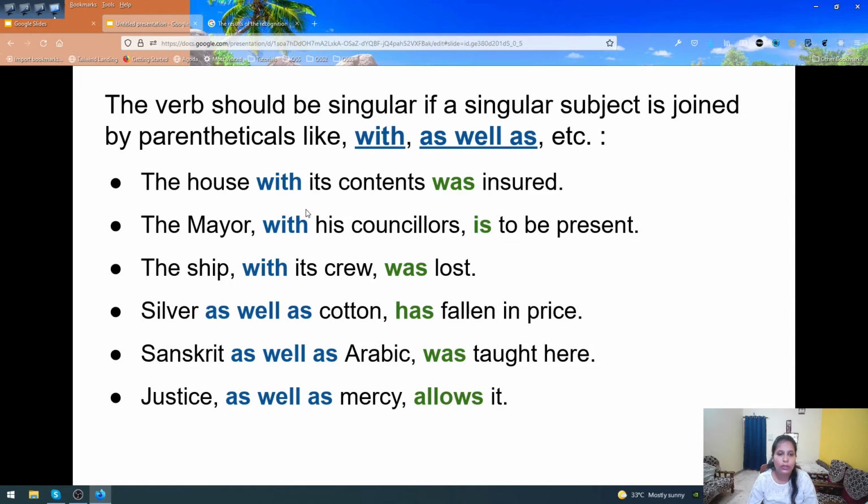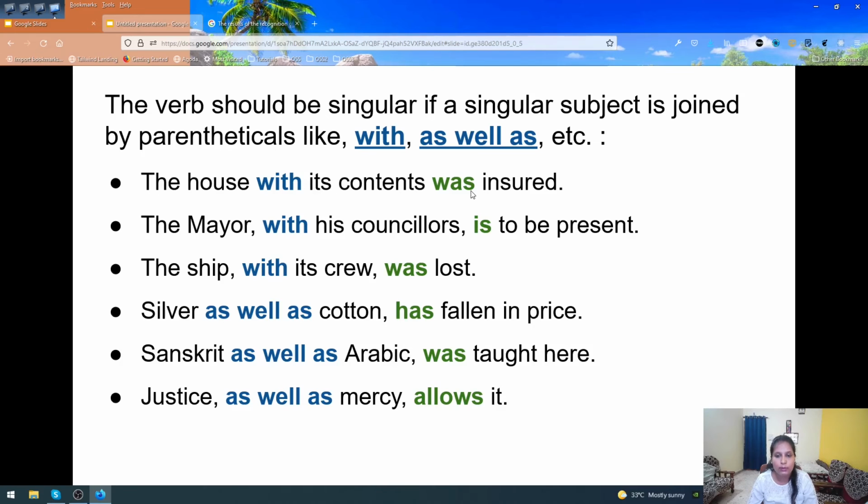The house with its contents. Yes. So here we are talking about a house and all the things in it. So when we are saying contents we are talking about all the things in the house. So both these things are nouns, isn't it? House as well as this contents, both are nouns. And how are these connected? This is connected with this word WITH. House with its contents was ensured. Yes. So what is the type of verb here? Here we are using the singular form of verb, that is WAS.